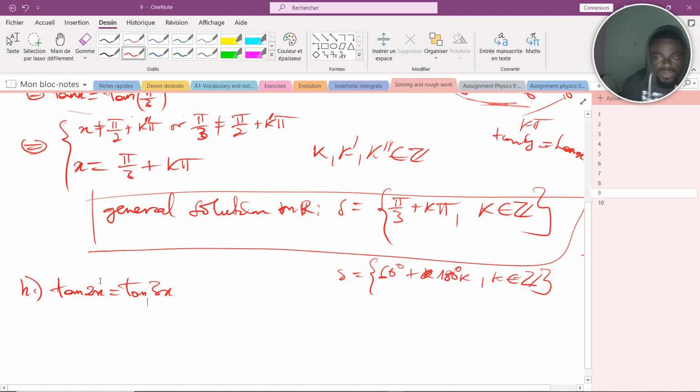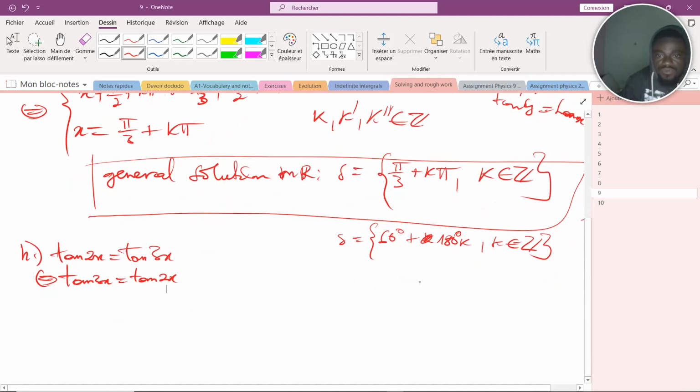Okay. Let's solve this. You know that this can be written back as tan 3x equals tan 2x. It's the same thing. You understand? Now, it's already in the form tan y equals tan x. Is that okay? So, this has a solution. When we are solving for tan, we first need to put the condition of existence of the solution of that equation.